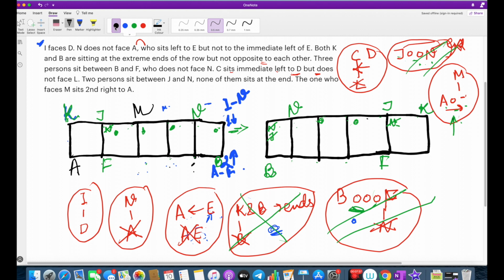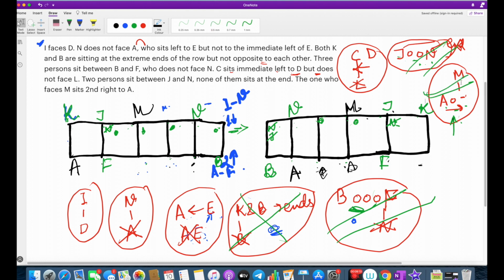Now let's consider the second possibility. If you place A here, then second to the right, opposite M, yes, it is possible. If you place A here, second to the right, opposite M, not possible. If you place A here, second to the right, opposite K, not possible. So A will be placed here and M here. So this condition is also done.